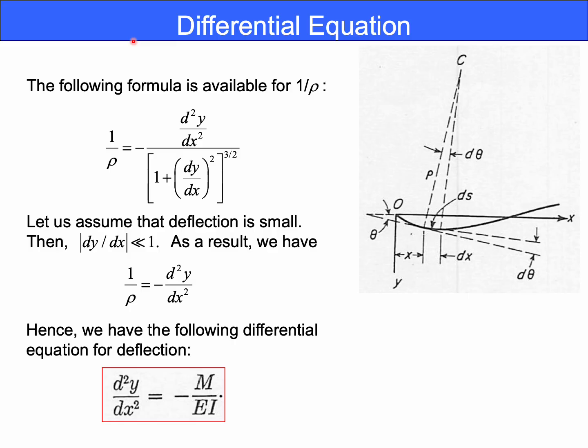Now combine with the bending curvature relation: 1 over rho equals M over EI. So you have the standard beam equation: the second derivative of the deflection equals minus M over EI. You have to memorize this.